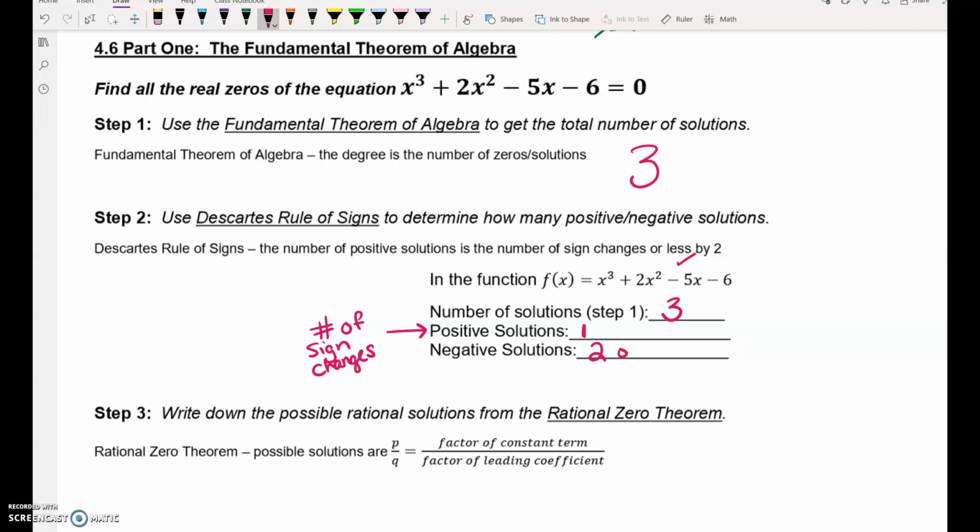Anytime it's an even number, it's 2 or 0. Because here's what could happen. We could have the square root of a negative number, in which case we would have nothing. Or we could have something squared. Anyway, it's always or less by 2. So anytime it's an even, it's 2 or 0. We'll figure that out more later.